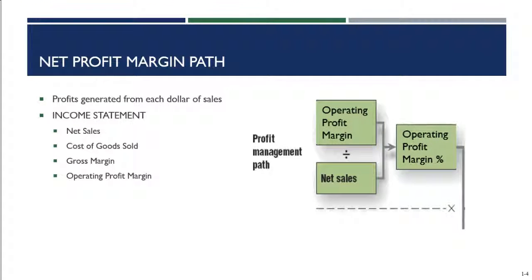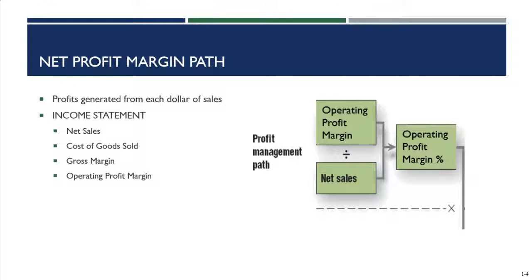All right, so our operating profit margin is really our gross margin minus our operating expenses. Our gross margin is our revenue minus our cost of goods sold. And then to get our operating profit margin, we take that gross margin and subtract out our operating expenses. Our operating profit margin reflects our performance based on our fundamental operations.